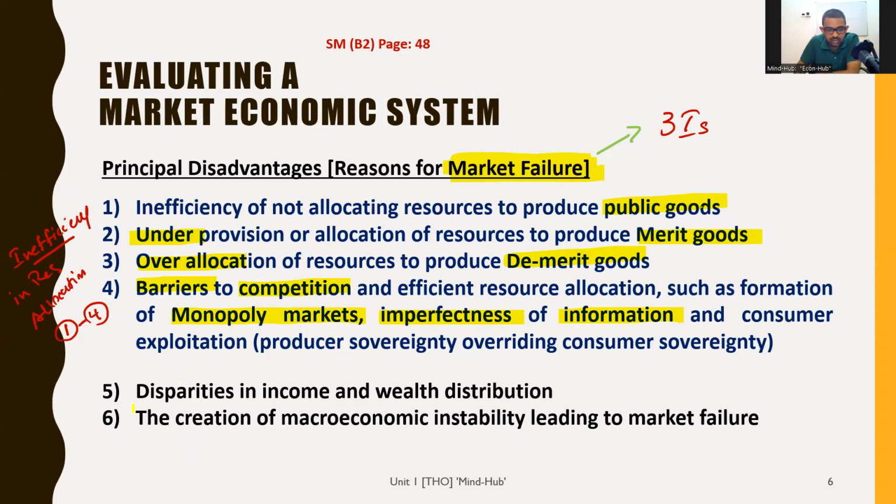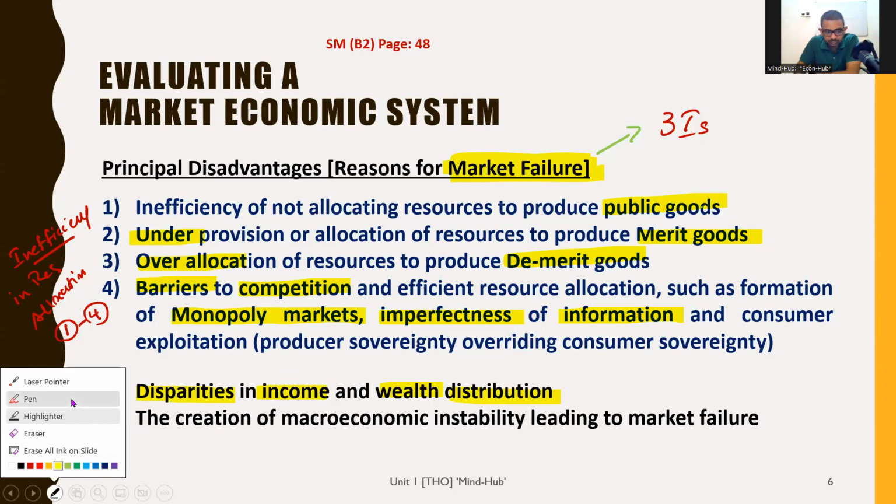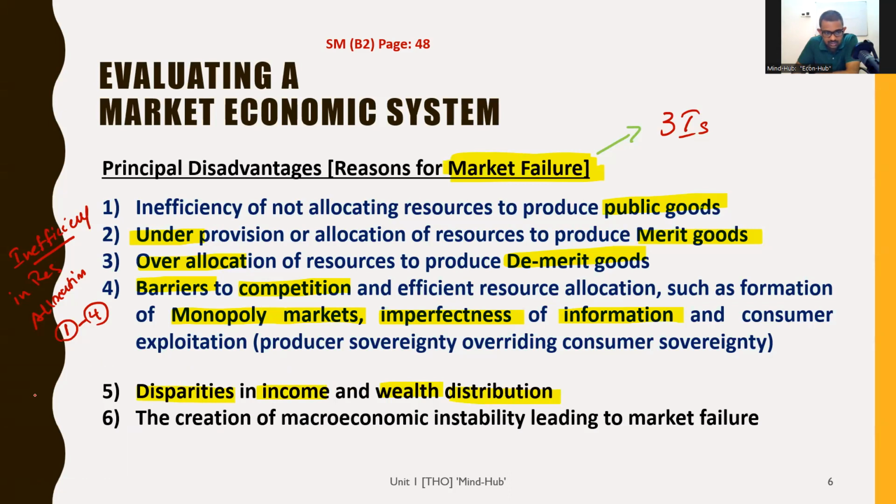Second I, some of you have already given the answer. I've used the word disparities here, disparities in income and wealth distribution. A simple English word we use for this is, we have given the answer. I'll just write it here. Inequalities. Inequalities in income and wealth distribution. Second I, inequalities, right? And the third I is basically macroeconomic instability, right? Instability. Hopefully you guys can see that.